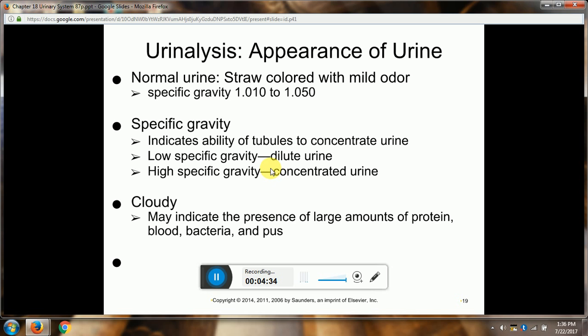So in the case where there's diluted urine, there's a very low specific gravity. If there's a very high specific gravity, that means that urine is concentrated. It could be simply due to either too much water intake or not enough, so that the person is dehydrated. If that's not the case, it could be due to the inability of the kidney tubules to concentrate urine properly. If you look at the appearance and it's cloudy as opposed to clear, that could mean that there are large amounts of bacteria or pus cells or blood or protein in urine.